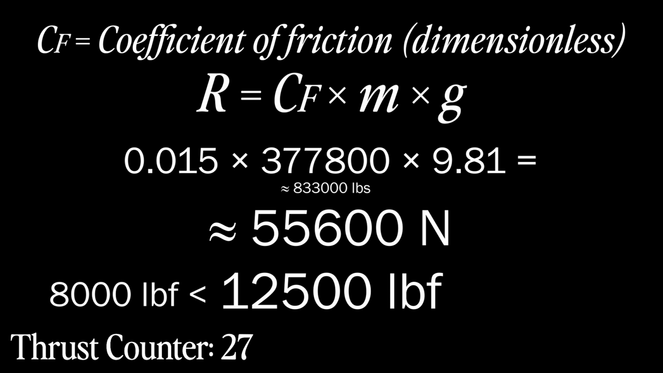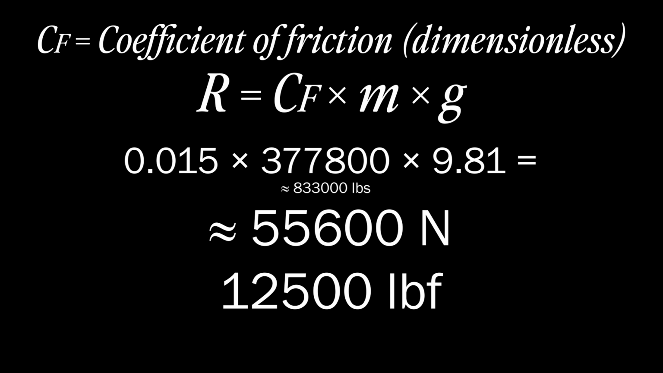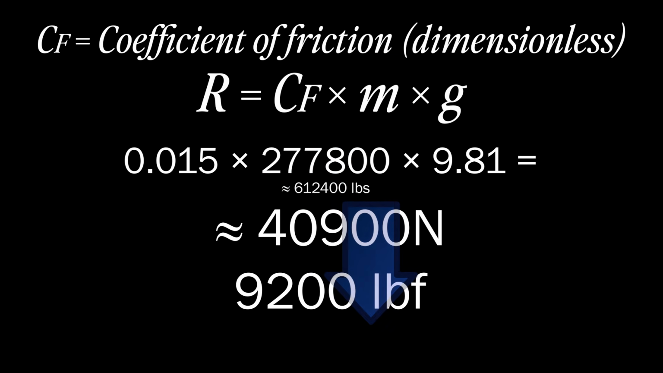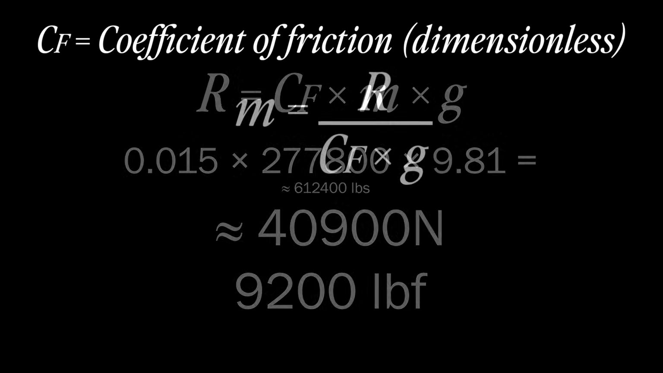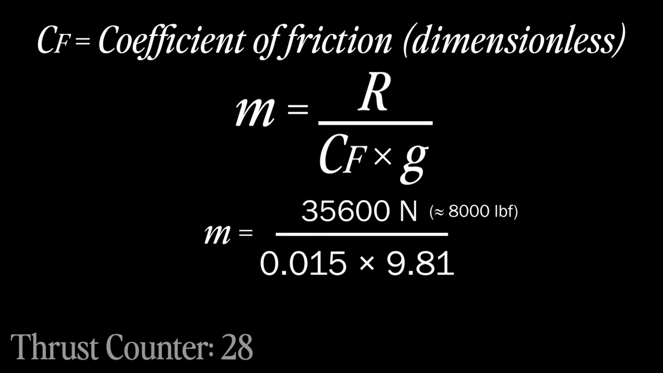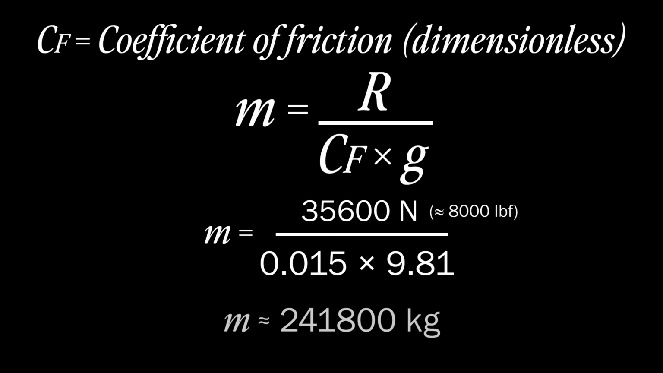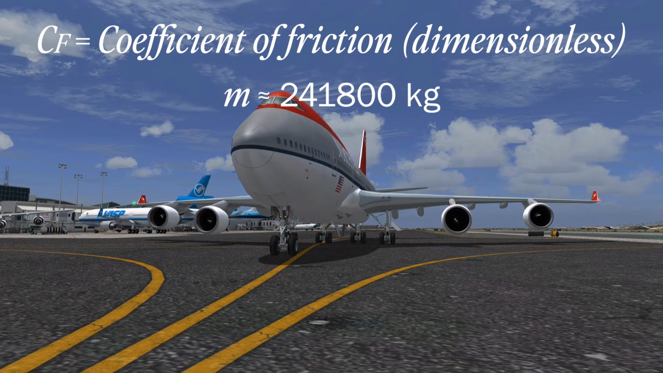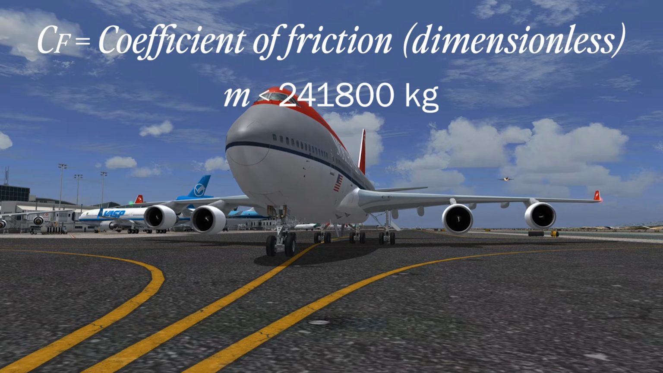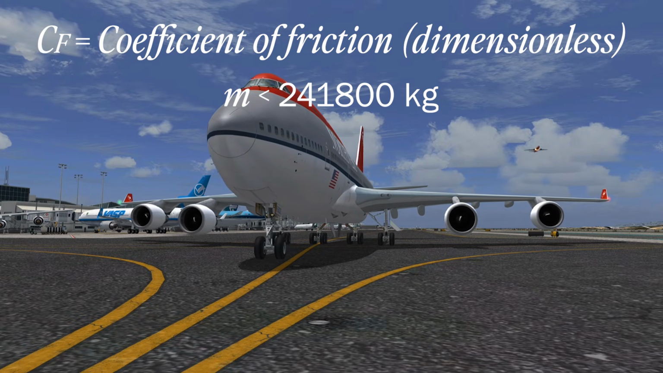Now, because you were paying attention to the video that you decided to watch, you probably noticed that one of the three primary factors in our equation is mass, and if the mass decreases, so too does the force required to move our aircraft. We can rearrange our equation to determine the mass at which idle thrust at sea level static conditions would equal the amount of force required to move the aircraft, which gives us 241,800 kilograms, roughly.